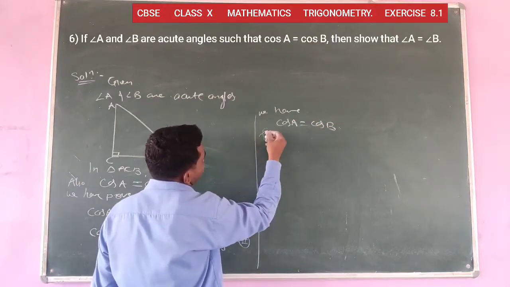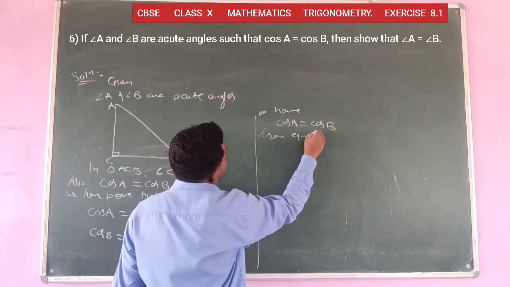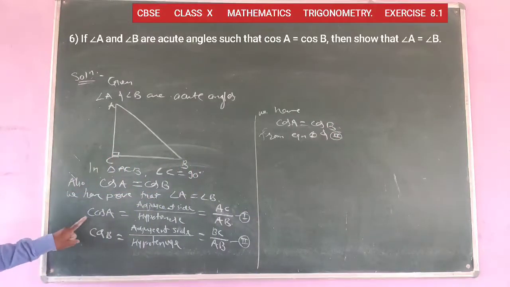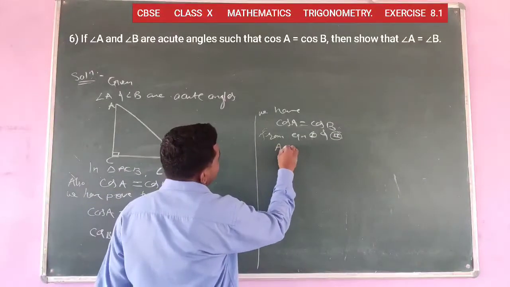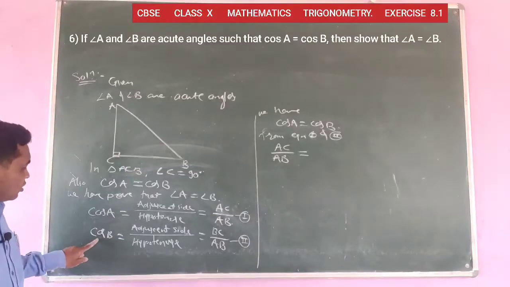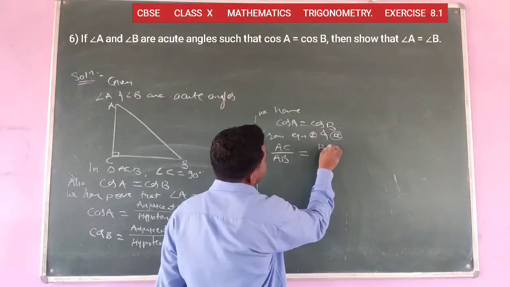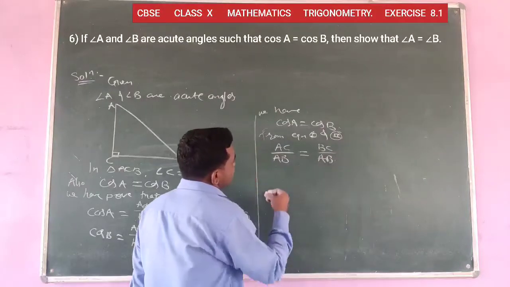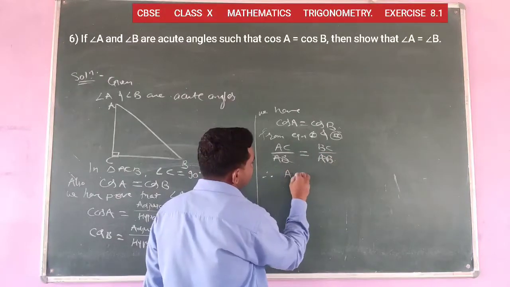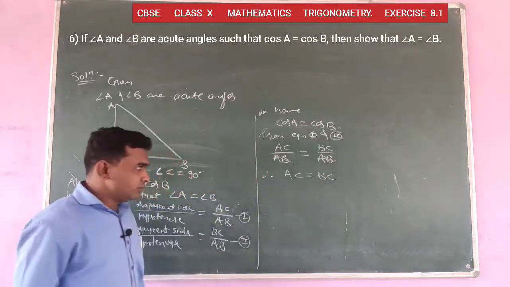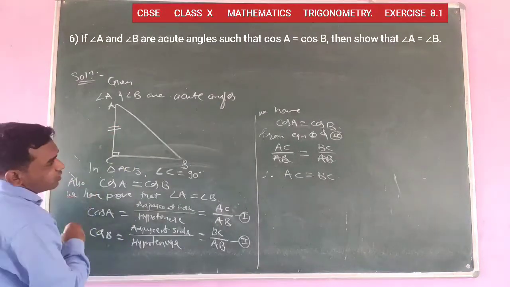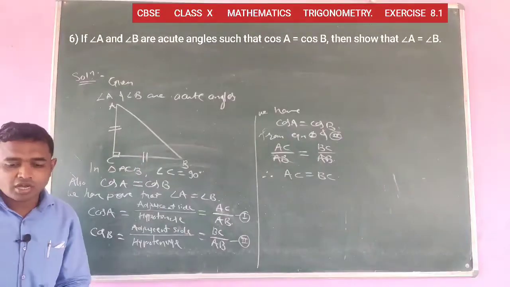So from equations 1 and 2, the value of cos A is AC upon AB, and cos B's value is BC upon AB. From this ratio equalization, AB gets cancelled. We write down AC is equal to BC. That means in triangle ABC, the side AC and the side BC are congruent.